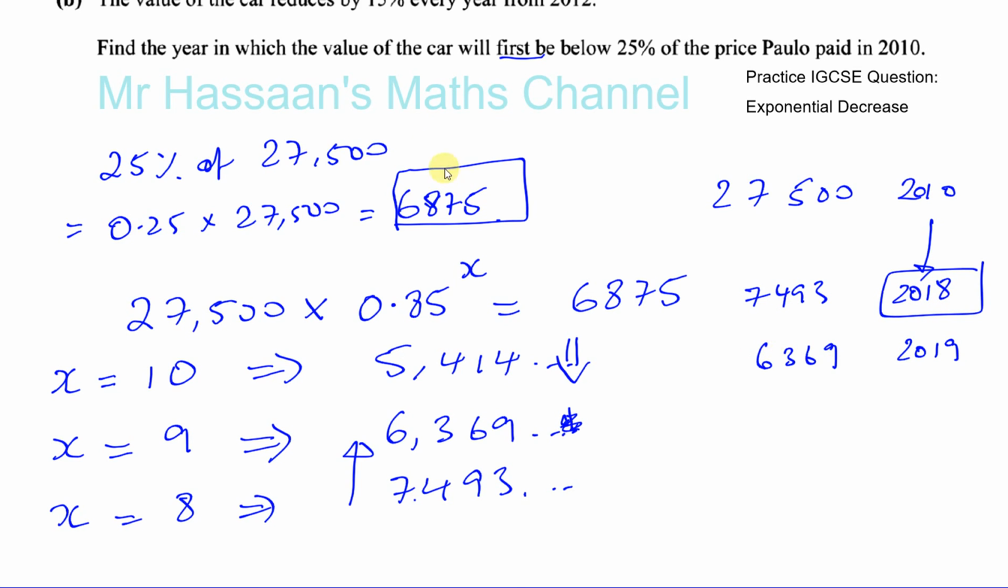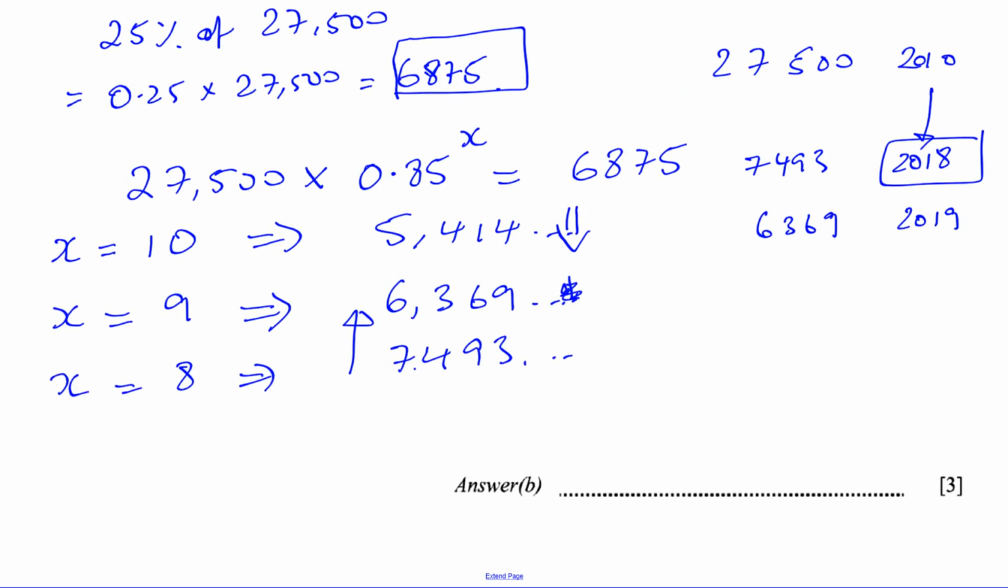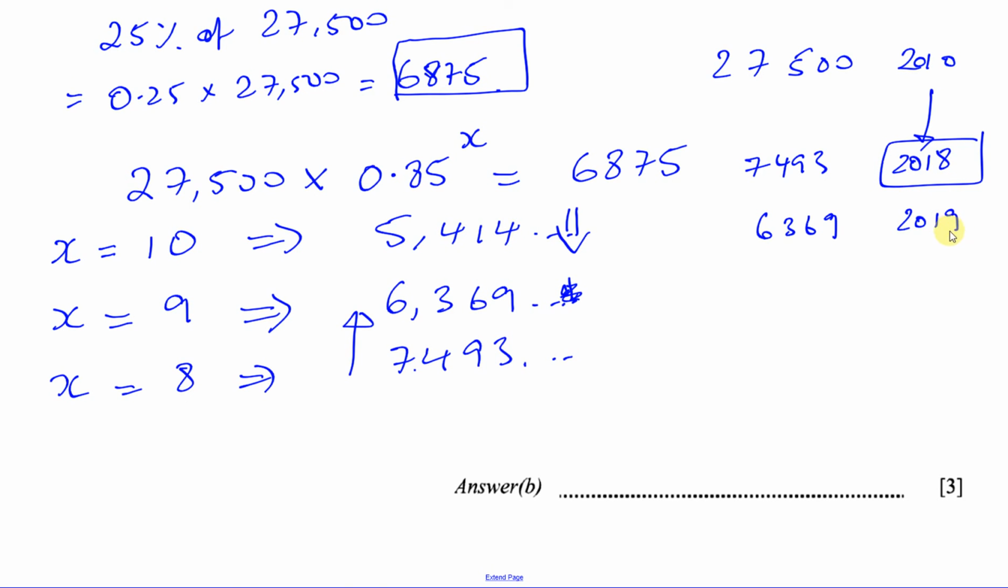That's something that confuses some students. They say, why isn't it 2019? Because that's when it's gone below that value. No, it's during the year before, during the year 2018, when its value has gone below that, because by the time you reach 2019, it's already below it. So it's in the year 2018. That's why you write 2018 as your answer. It's important for you to understand that point. Okay, thank you.